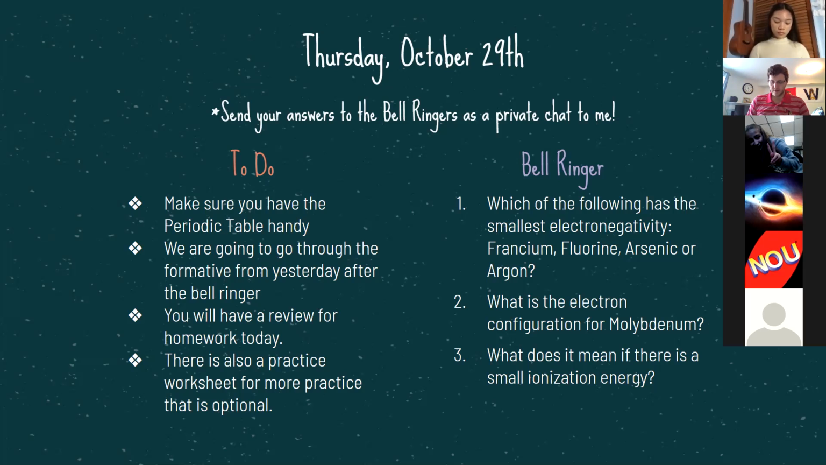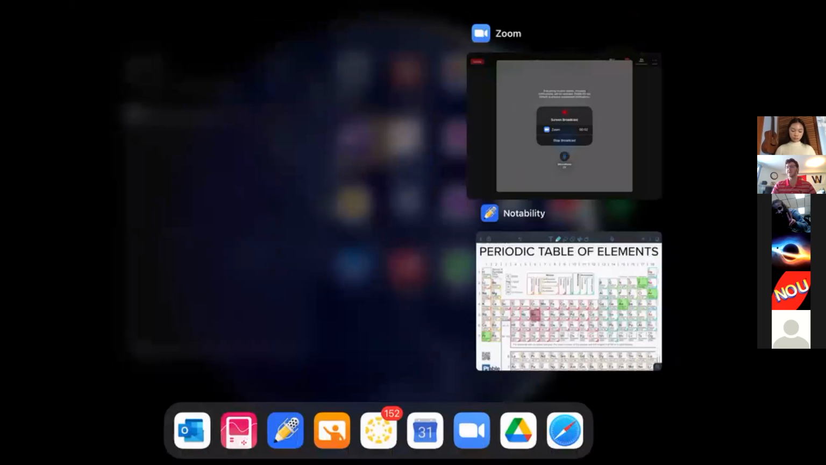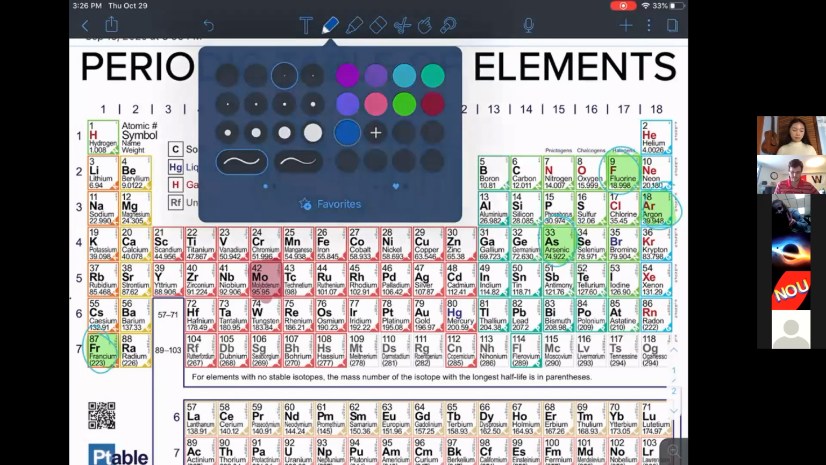So our first question asked about which has the smallest electronegativity. Hopefully, there we go. So we're looking at these four in green right here. And I got a few answers. Does anybody want to say their answer out loud? What did they take a guess as to which one has the smallest electronegativity?